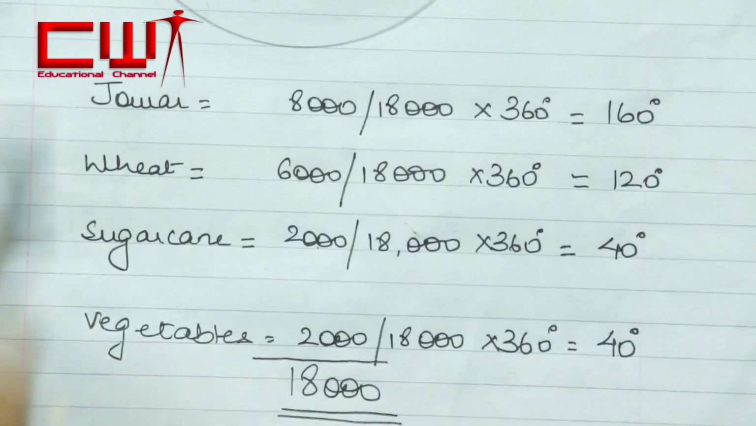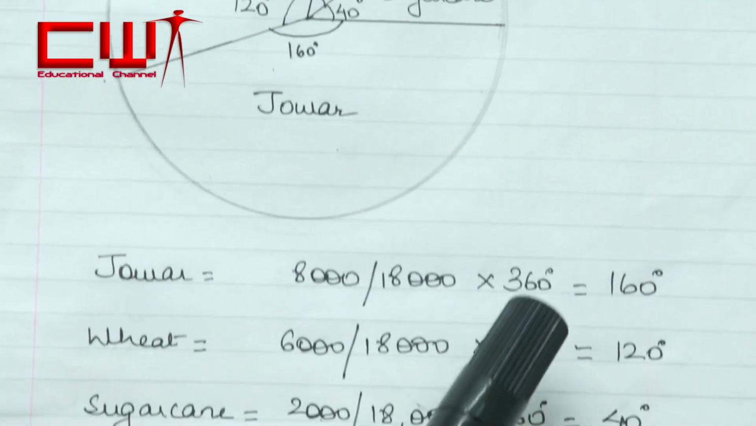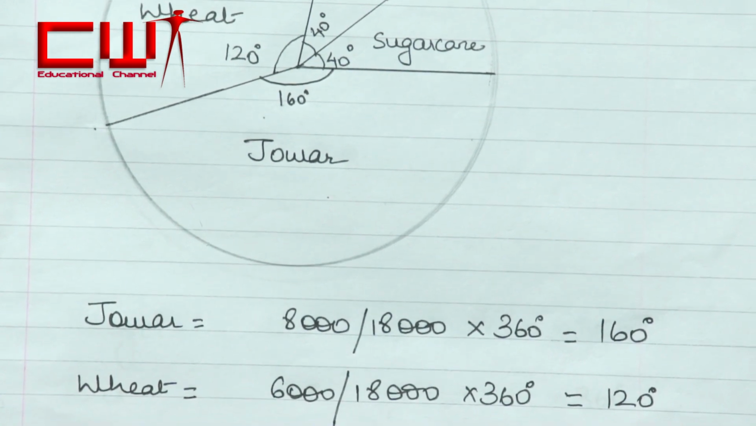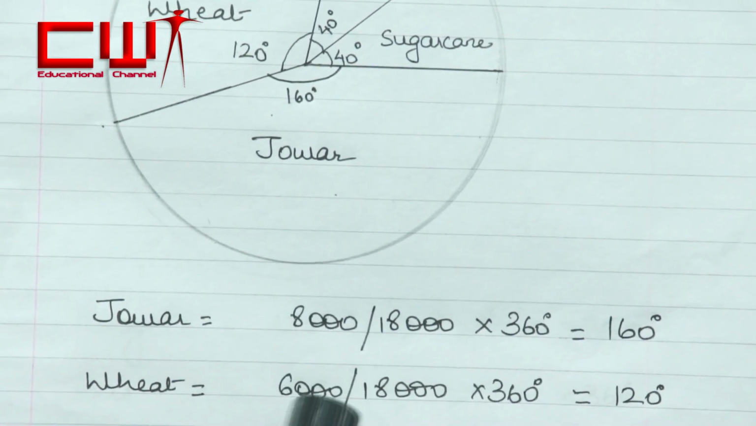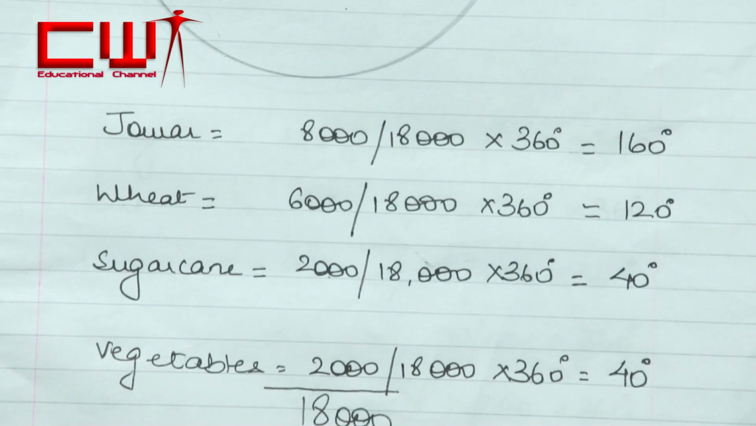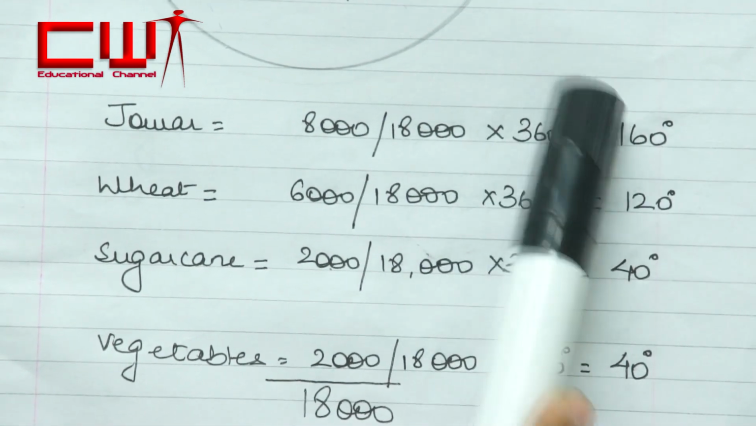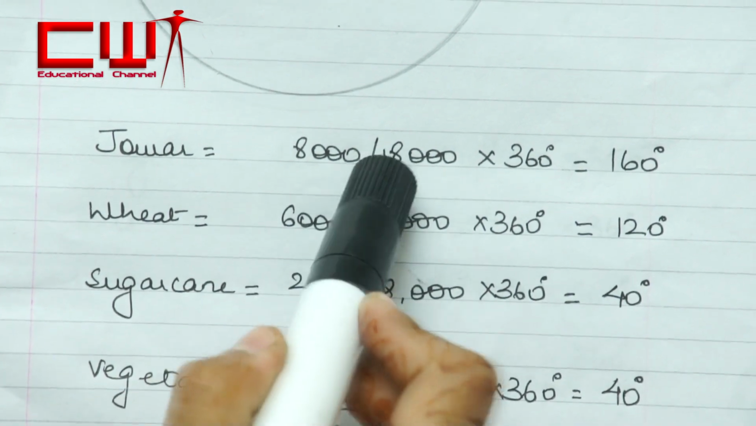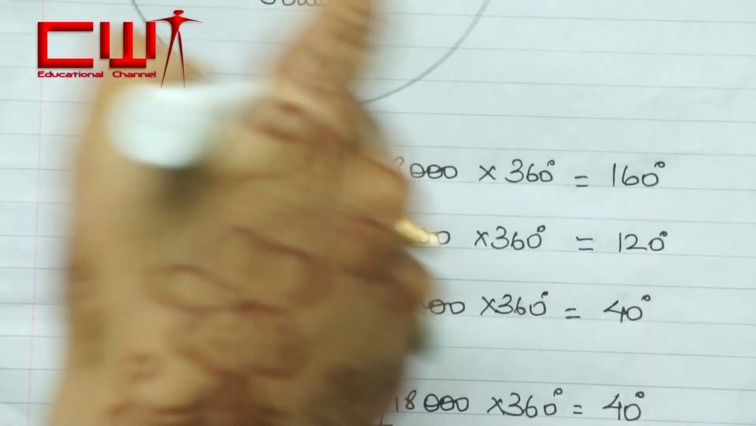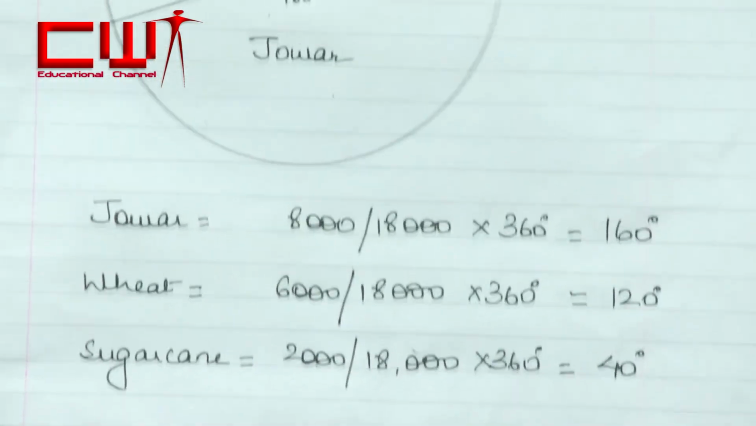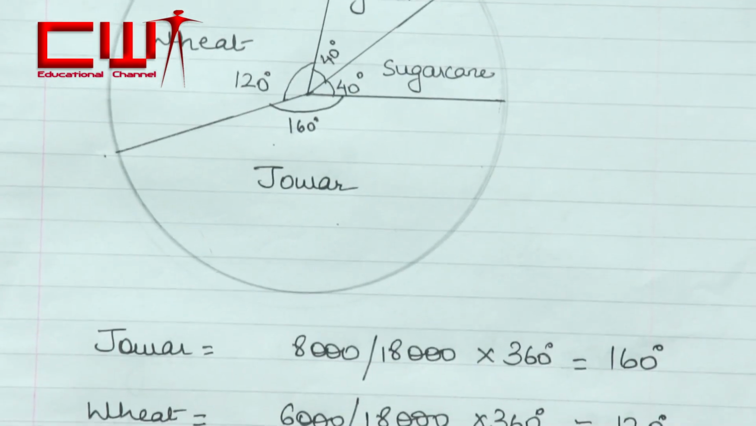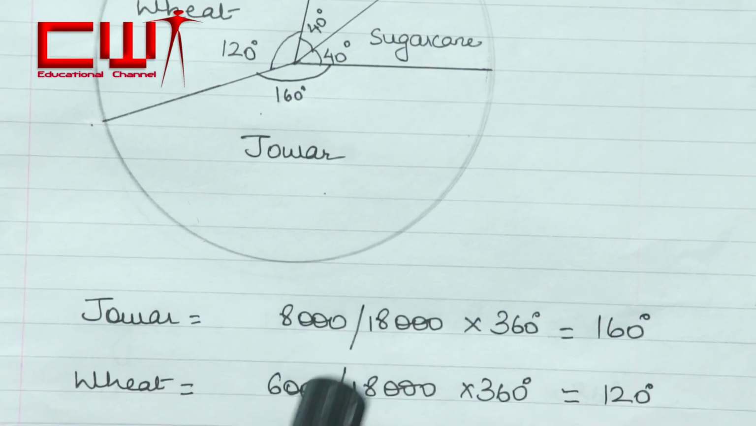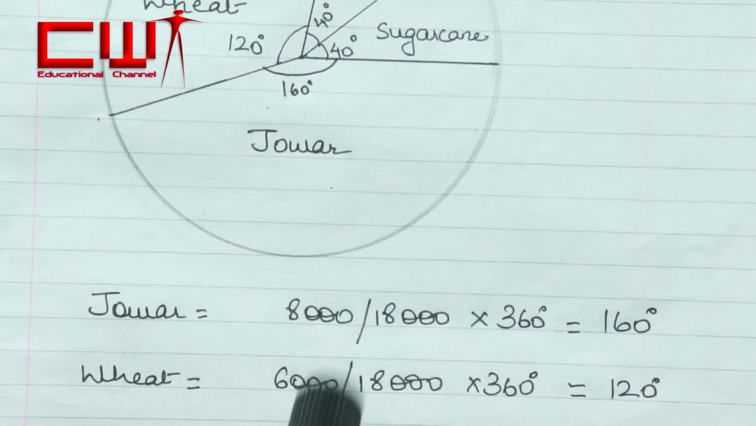Now remember, the total degree of a pie diagram is 360 degrees, right? So we have to convert these figures of 8,000, 6,000, 2,000 and 2,000 again into figures that will represent 360 degrees. In a way, we have to convert the production figures given in the question into the degree form or the pie form. How will you do that? You have all the figures 8, 6, 2 and 2. Then you see the total.